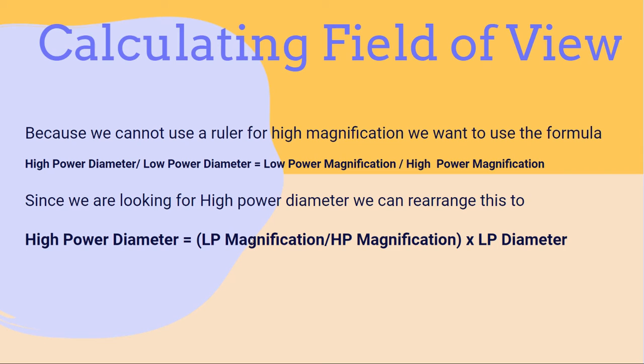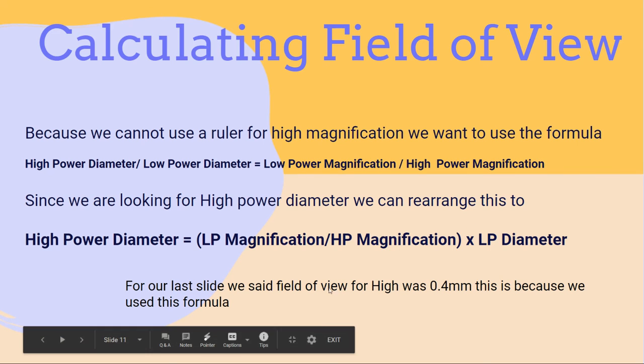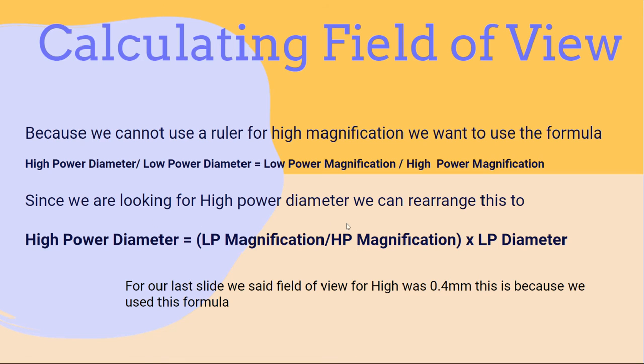Now remind yourself, magnification means ocular times objective. So low power magnification is 10 times 4, and high power magnification is 10 times 40. Then we multiply it by whatever our low power diameter was. If we look at our last slide, to get 0.4 millimeters, we had to use this formula. So what did that look like? It looked like this.